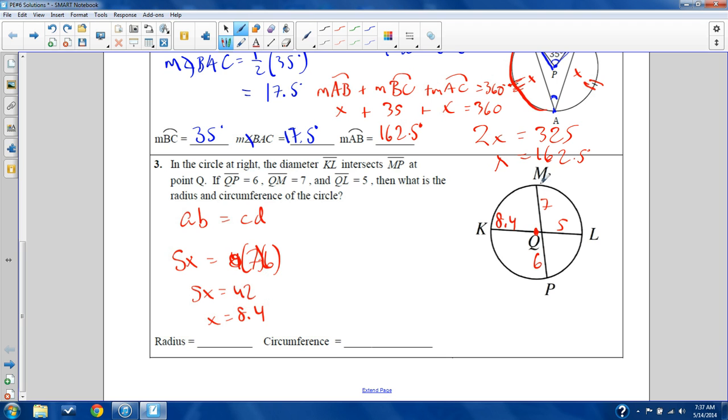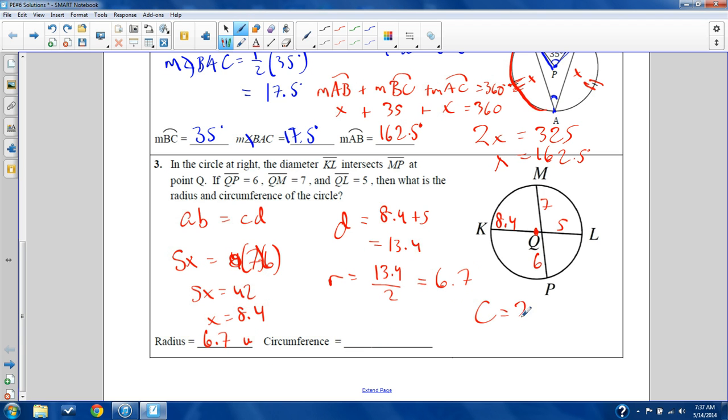Right there. So your entire diameter is 8.4 plus 5, which is 13.4. Okay? So your radius is 13.4 divided by 2, which is 6.7. So the radius of the circle, the distance from the center to any endpoint, any of these or anything else, is 6.7 units.